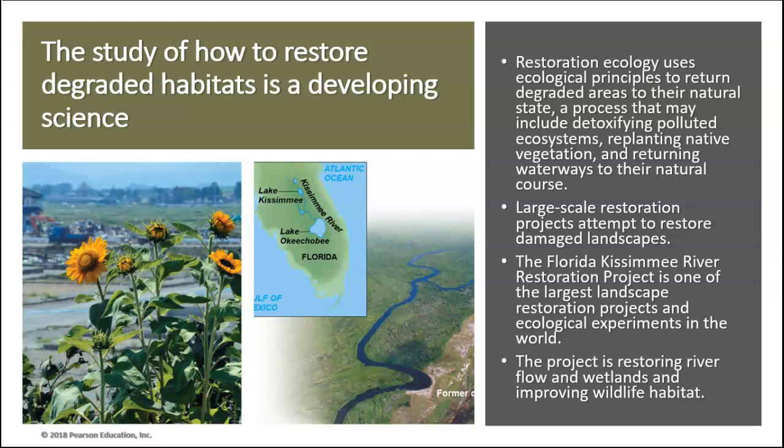Restoring those degraded habitats is something called restoration ecology. Okay, and this uses various principles to return those areas back to their natural state, and that can include lots of different things: detoxifying polluted areas, large-scale projects that are trying to restore damaged landscapes. Sometimes areas may have been strip mined that need to be rehabilitated there. Restoring waterways that have been overused and overdrained, and so restoring the river and the wetlands improves the wildlife habitat and makes for, again, more biodiversity in that area.